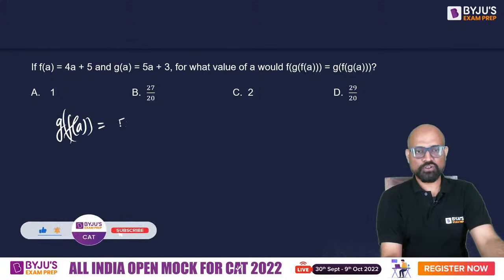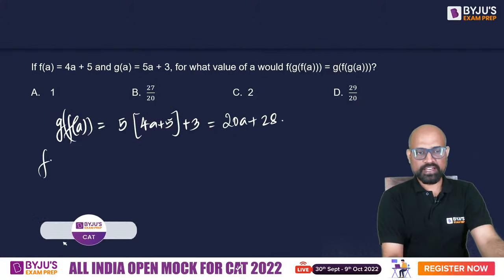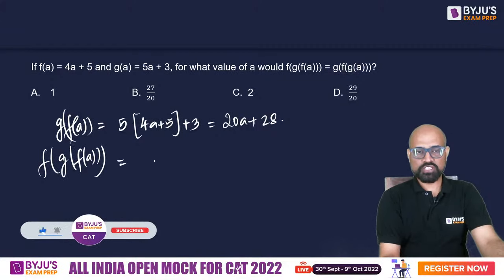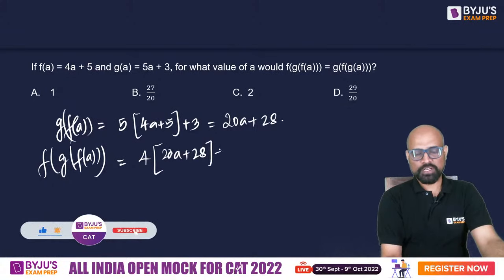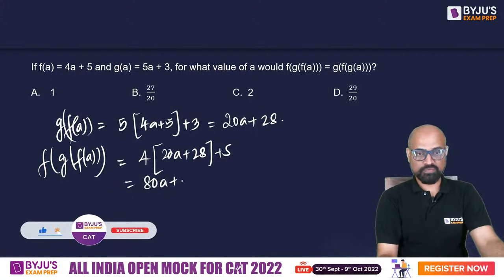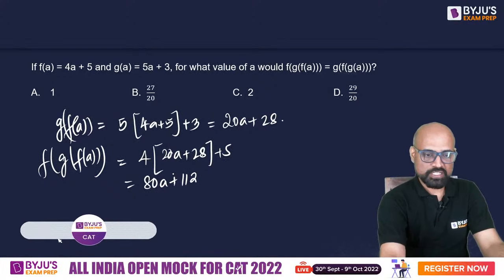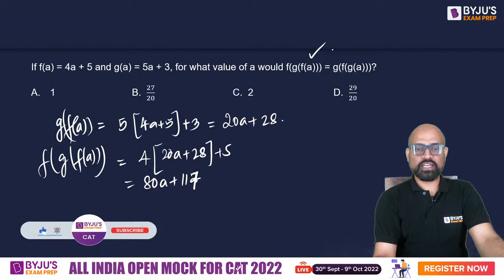G of f of a is going to be 5 times 4a plus 5 plus 3, which is going to be 20a plus 28. Now, if I write f before it, so what is f of g of f of a going to be? So this is going to be 4 times of the one that we just found out plus 5. So this is going to be 80a plus 112 plus 5, so 117. So this is what we get on the LHS side.